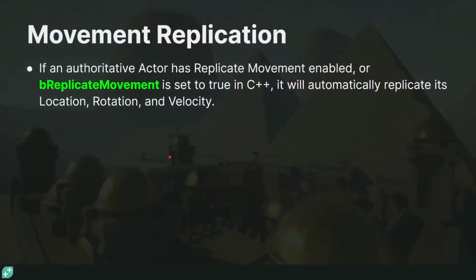So that's movement replication. This is also automatically taken care of by Unreal for us. We just need to set bReplicateMovement to true as well as bReplicates, and then Unreal will take care of replicating the location, the rotation, and the velocity. Just like creation and destruction, movement replication, you just need to understand how it works and enable it.